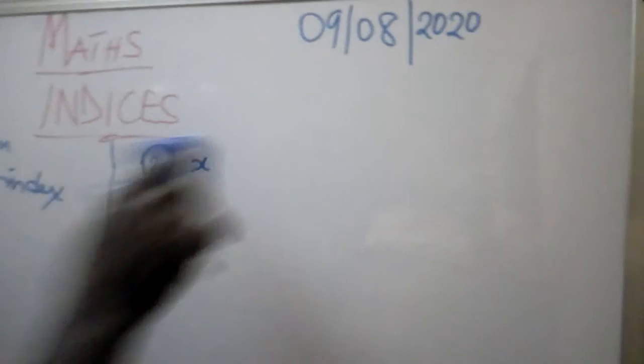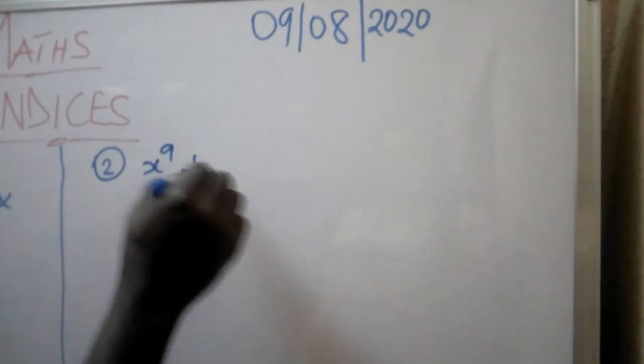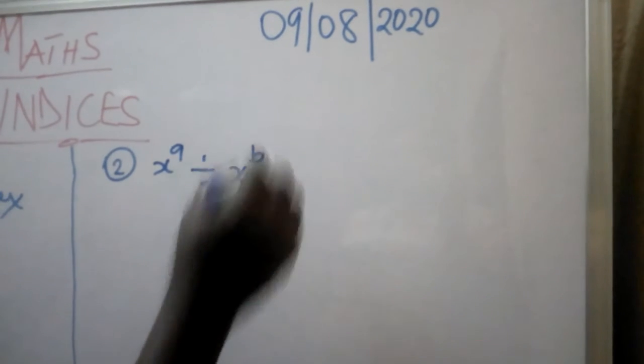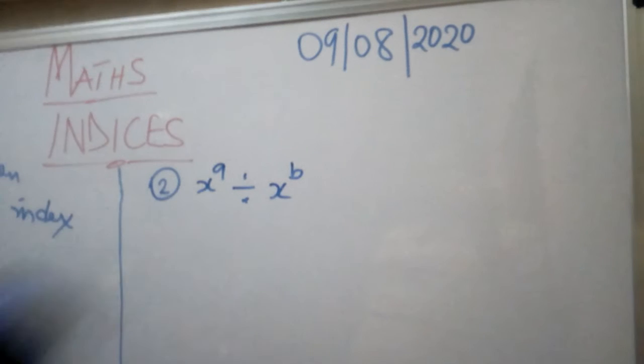Then rule number 2. In rule number 2, when you have an index, say x raised to the power of a divided by another x raised to the power of b, this is an equation involving indices.